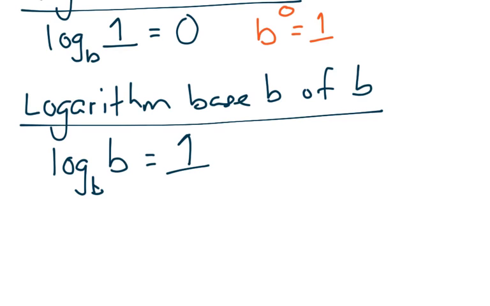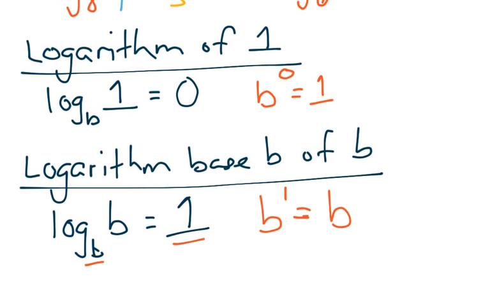Remember this number here is your base, and this is your exponent, b to the first power. Anytime you have anything to the first power, your answer is always going to be itself. So if your base and what you're taking the logarithm of are the same, your answer is going to be 1. If you're taking the logarithm of 1, the answer is always going to be 0. And that's what those two special logarithms discuss.